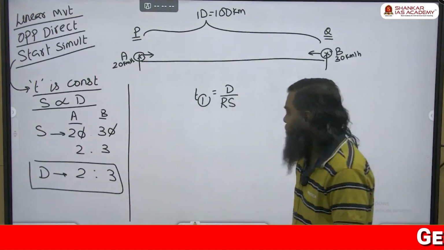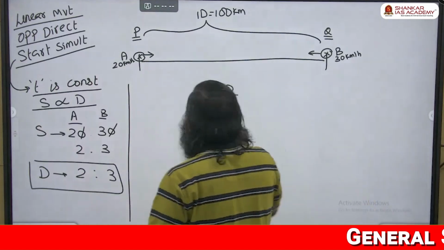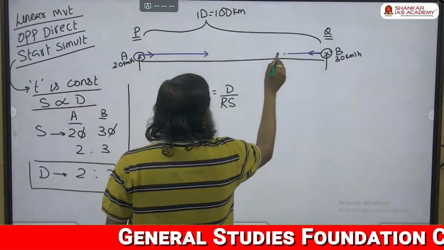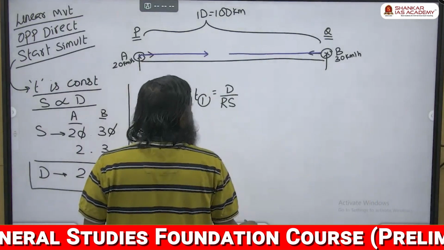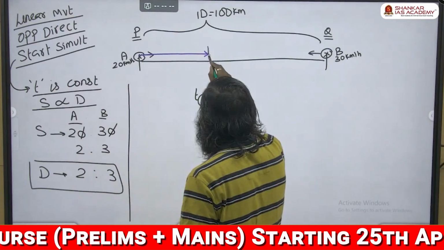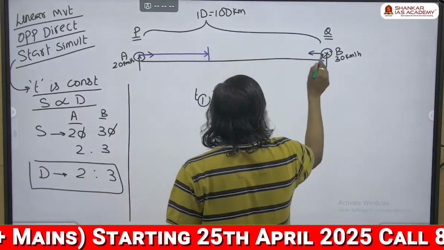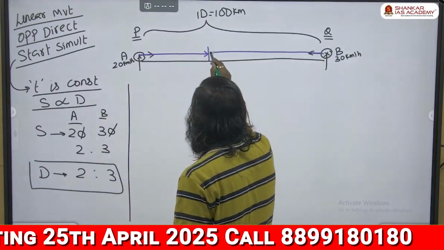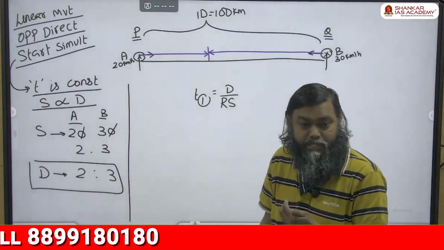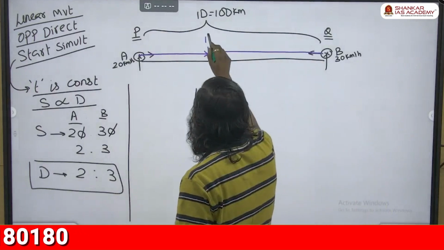Now listen carefully. A started from here. In the same time, B started from here. A started from here and reached the first meeting place. In the same time, B started from here and reached the first meeting place. Do you understand the language? In the same time. Now both are at the first meeting point.